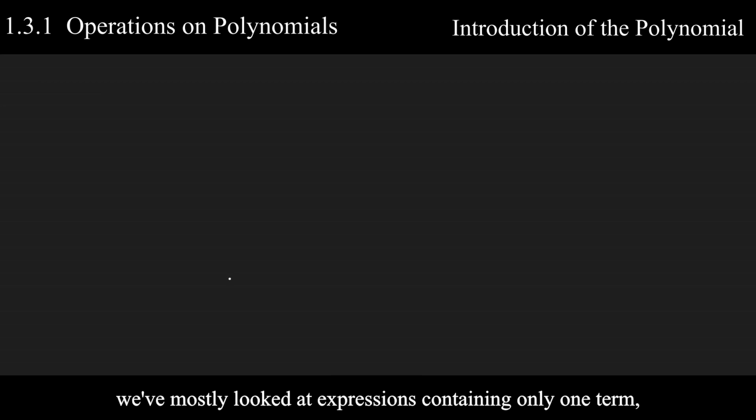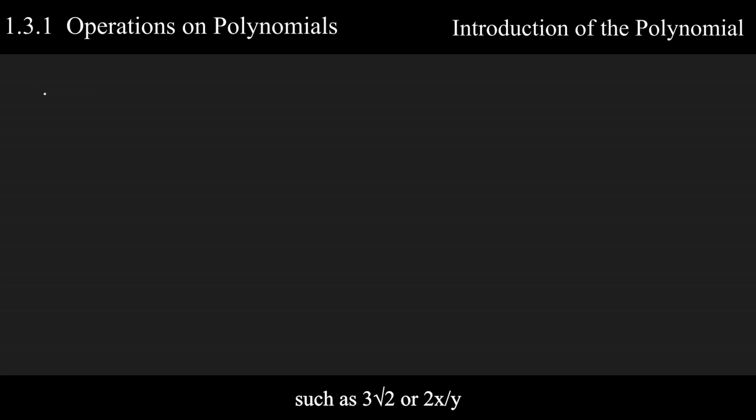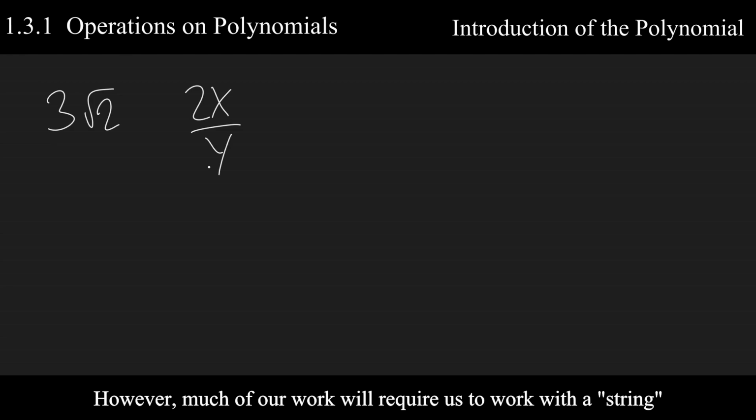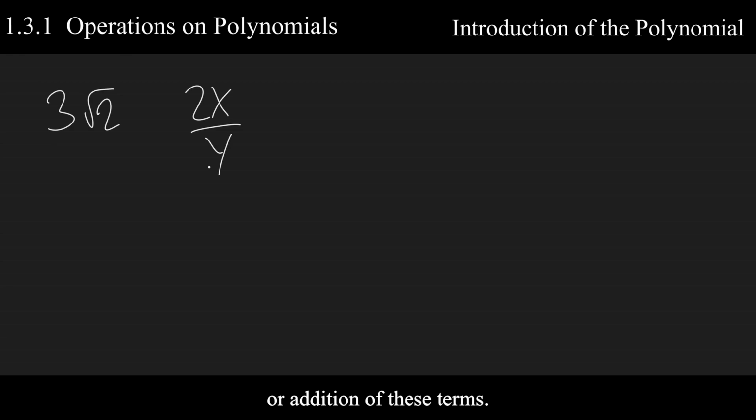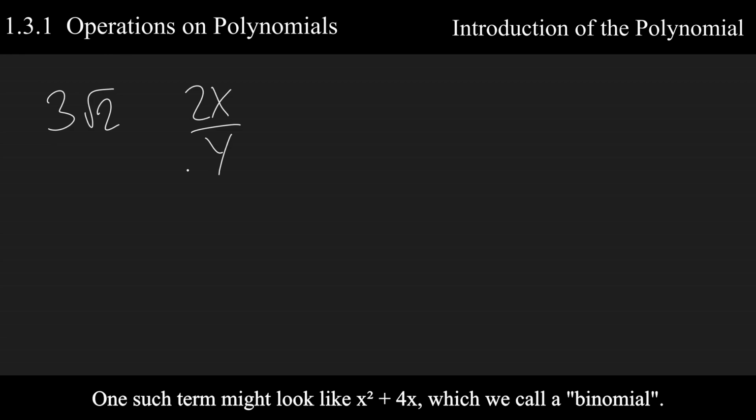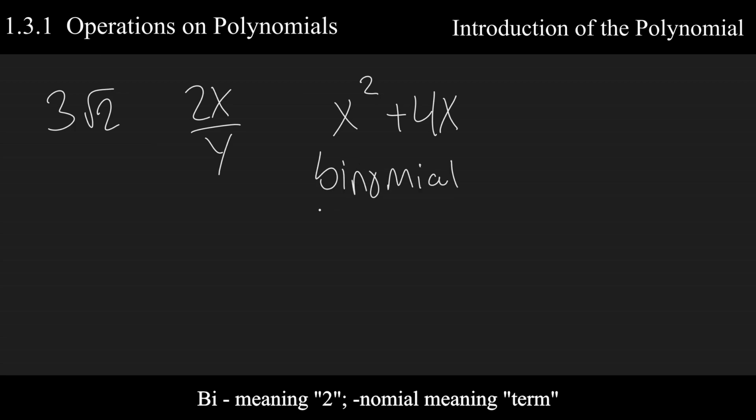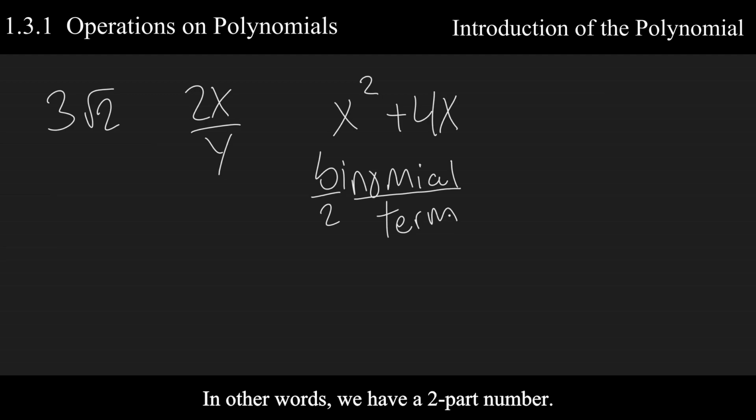Until recently, we've mostly looked at terms and expressions containing only one term, such as 3 square root of 2 or 2x over y. However, much of our work will require us to work with a string or addition of these terms. One such group of terms might look like x squared plus 4x, which we call a binomial. Bi meaning two, nomial meaning term. In other words, we have a two-part number.